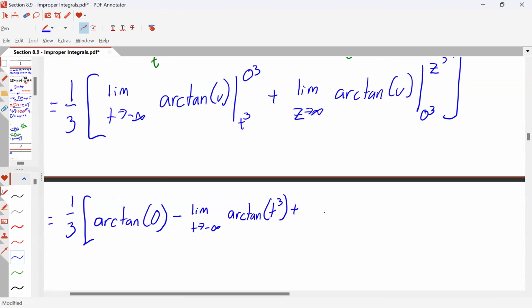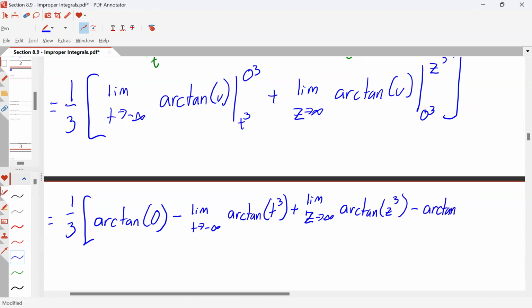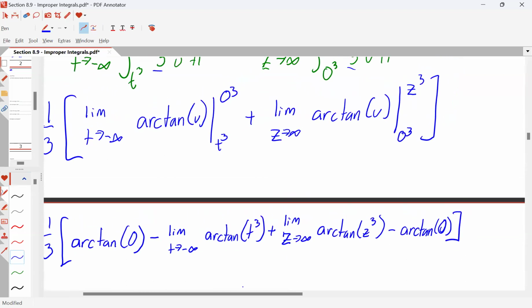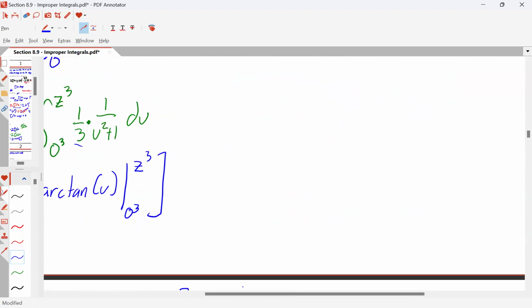Plus the limit as z goes to infinity of arctan of z cubed minus arctan of 0 cubed, which is 0. Arctangent of 0, as a reminder, I'm going to go off to the side.